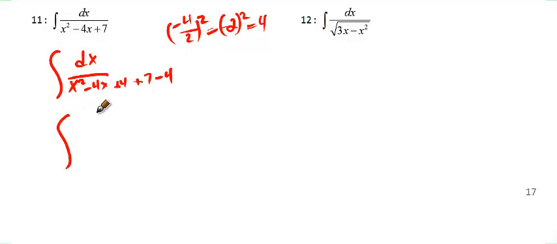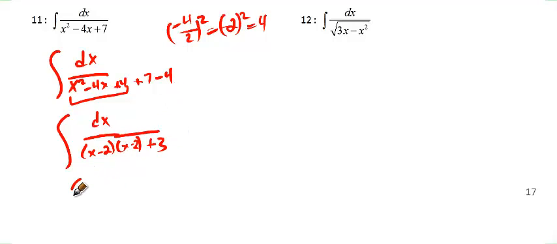So we have the integral of dx over, well, what we're going to do with this side is we're going to factor it. So this is going to be x minus 2, and another x minus 2, and 7 minus 4 is 3. So this ends up being dx over x minus 2 squared plus 3. So now you've got u squared plus 3, basically.